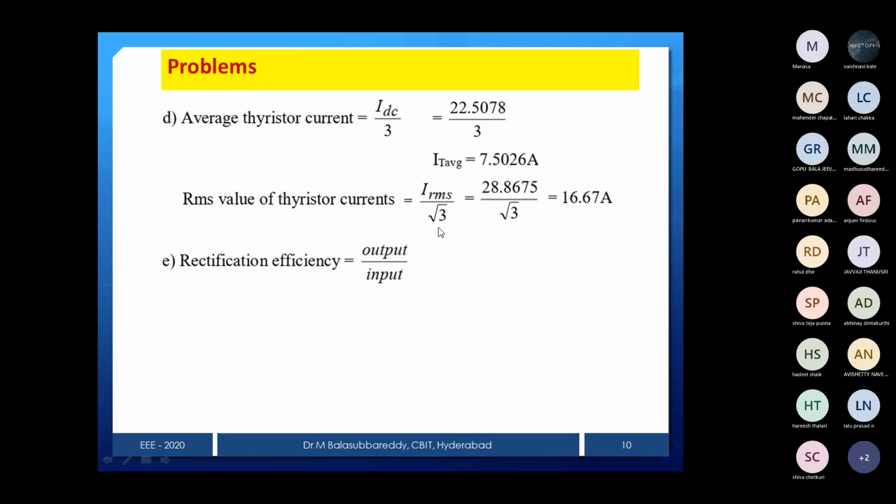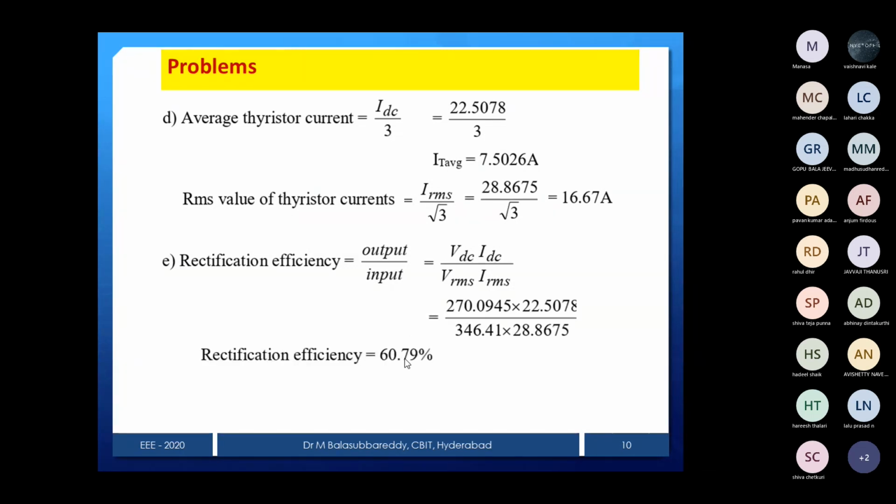And then rectifier efficiency. So the efficiency of a converter, like we calculated for single phase, is output over input, that is PDC by PAC. PAC is nothing but VRMS into IRMS. PDC is nothing but VDC into IDC. So if we do that, we'll get the efficiency: VDC into IDC by VRMS into IRMS, and that will give the efficiency. Now we got 60.7.